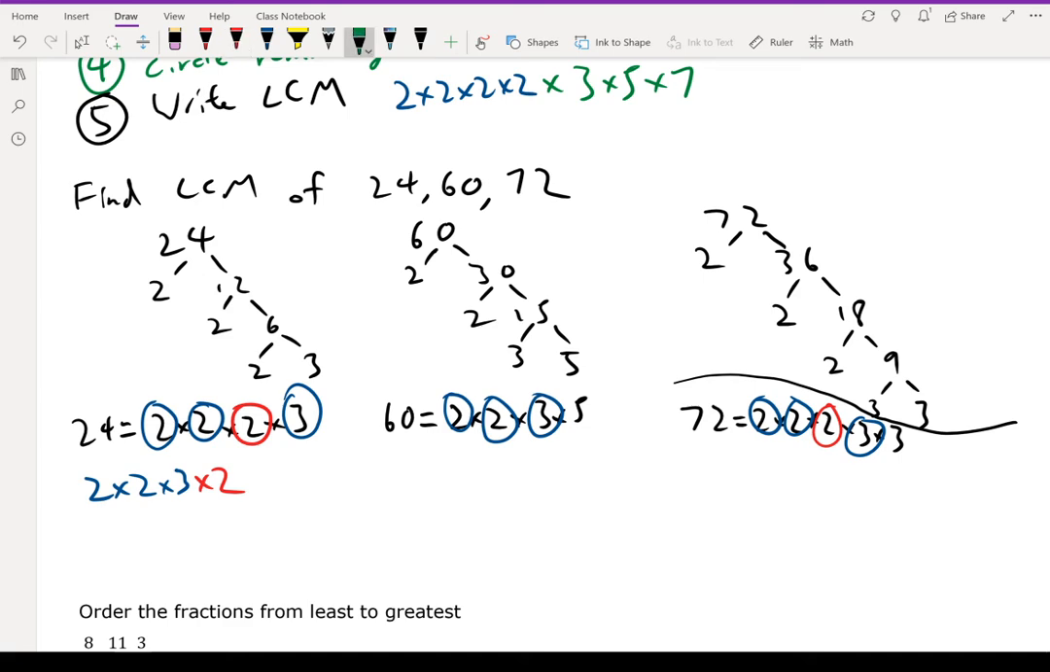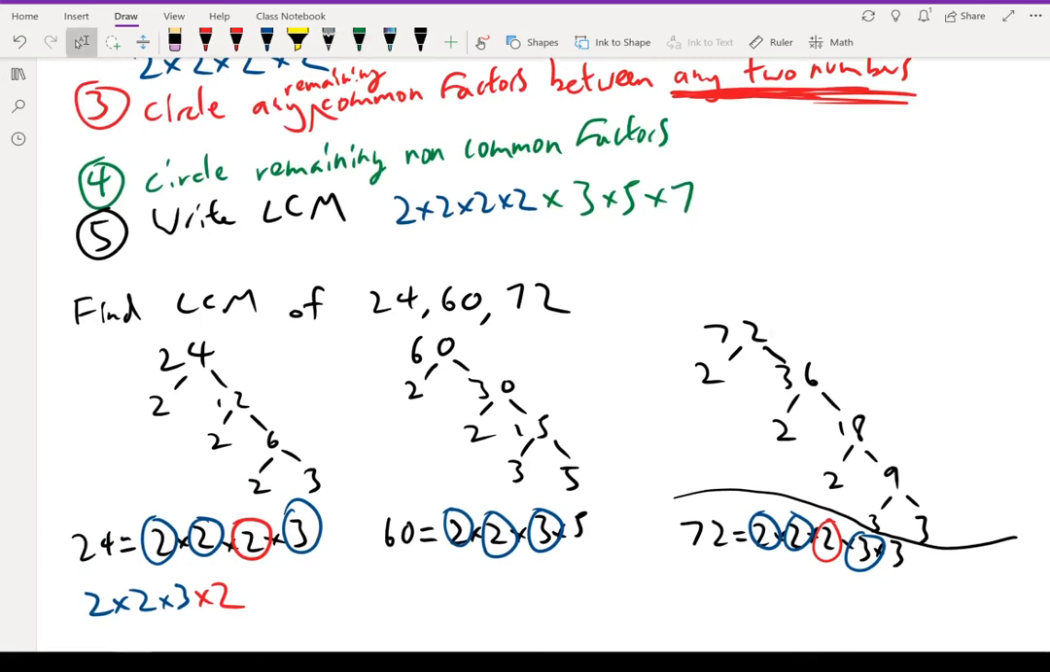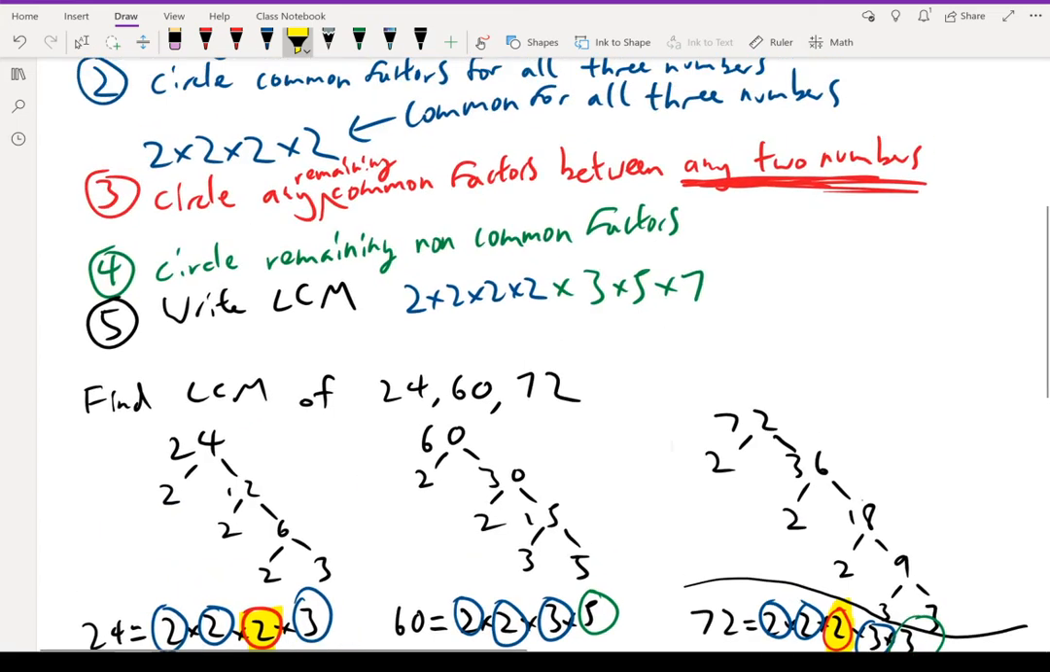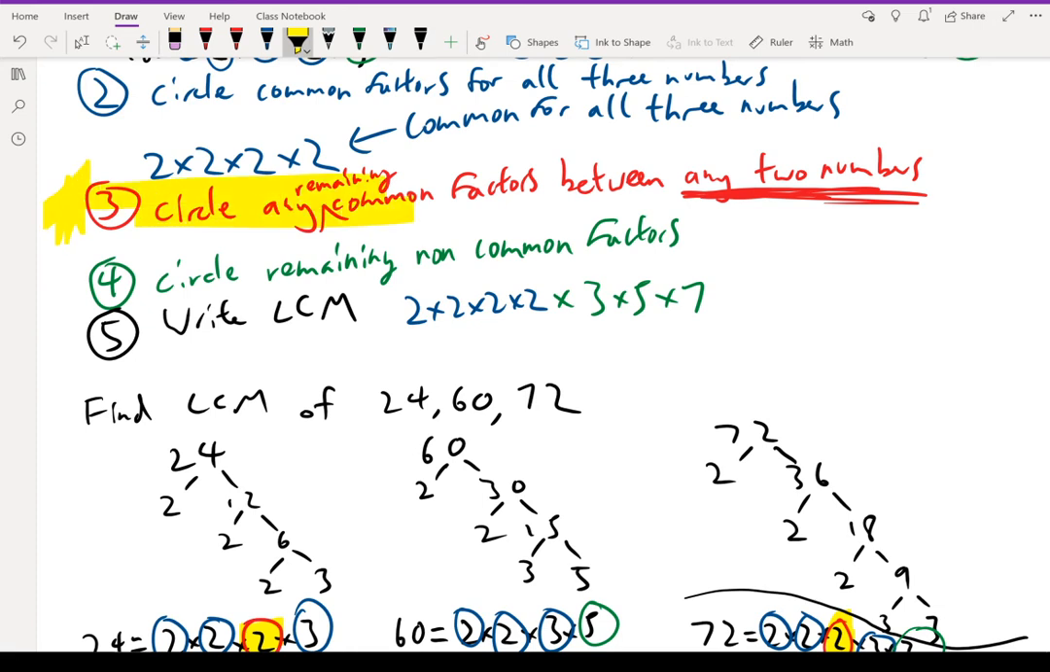And then lastly, with my step 3, I circle any remaining non-common factors, which is going to be 5 and 3 in this case. So I'm going to write times 5 times 3. And then once you multiply all this out, it should equal 360 and not 720, because there is a 2 over here and a 2 over here that is repeated. So I think the most important point to note is this point over here: circle remaining common factors between any 2 numbers. Okay, so that's finding the LCM of 3 numbers.